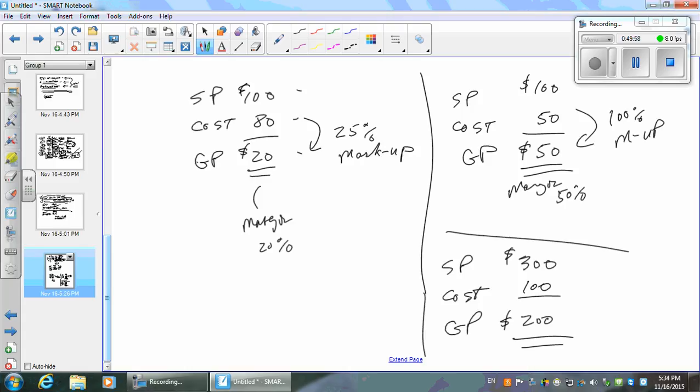What's the margin? What's the margin, you guys? 200 divided by 300, what is it? 66 and 2/3%. We're real happy, right, with a margin like that. We'd be real happy with that. What's the markup look like, though?